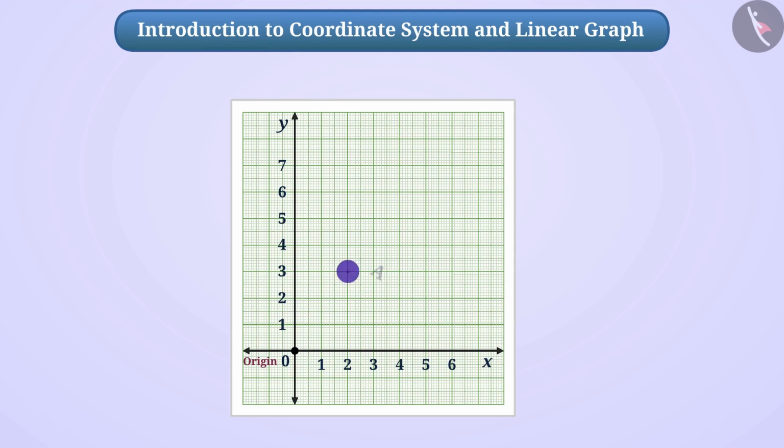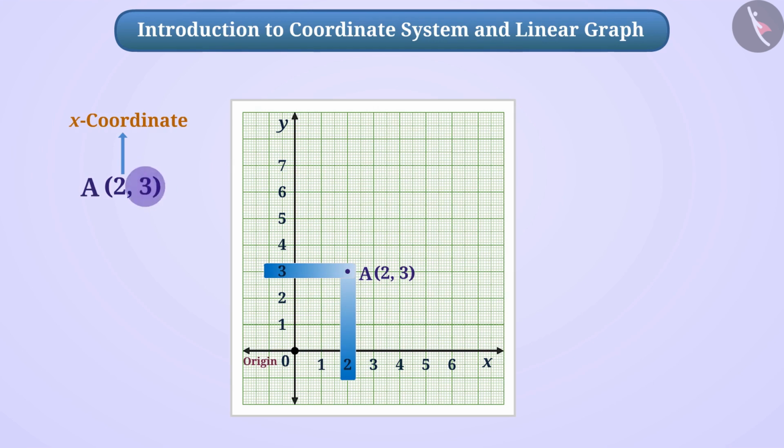If we take a point A on the graph, we can say that its position is represented by the number 2 of the x-axis and the number 3 of the y-axis. According to the coordinate system, we represent the location of point A as (2, 3). We say that (2, 3) is the coordinate of point A. It has 2, the x-coordinate of point A, and 3, the y-coordinate of point A.